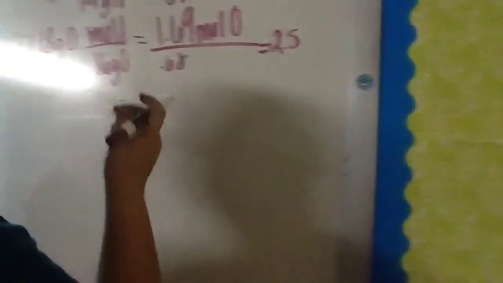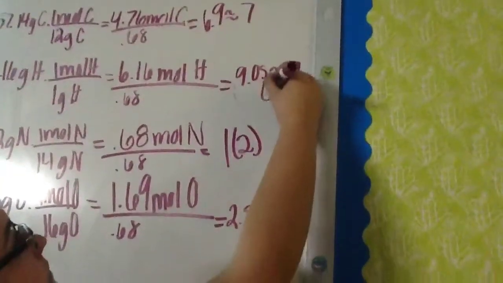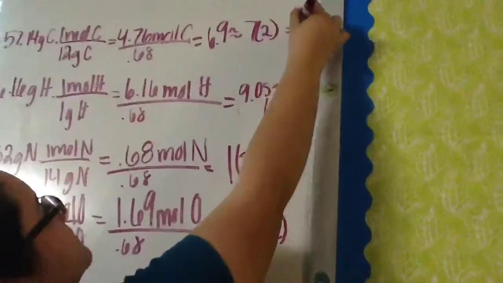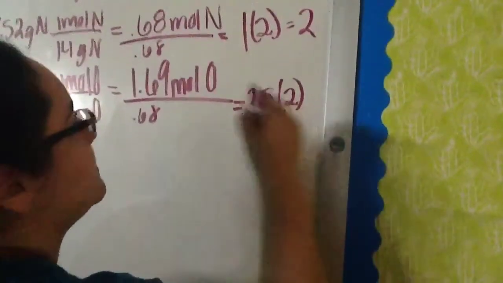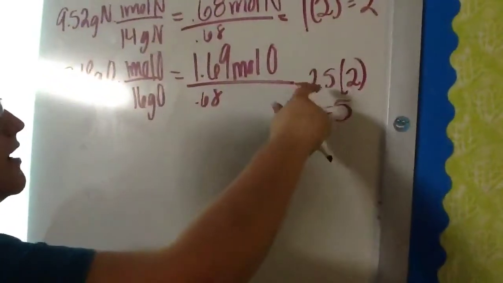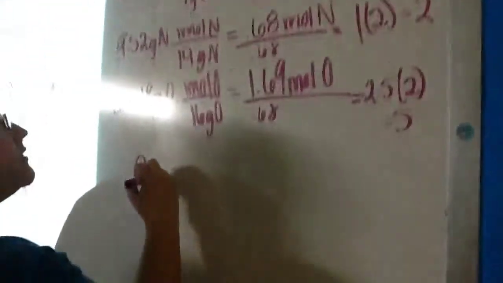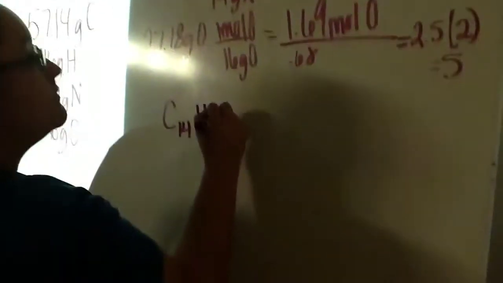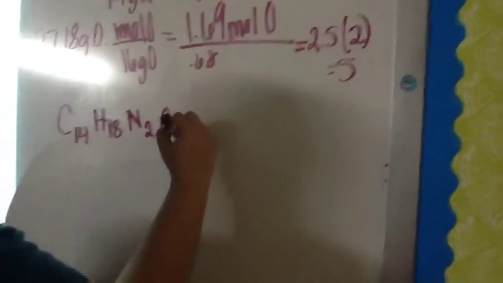And since we can't really round this because it is halfway through, you're going to have to multiply all of it by 2. This is 14, this is 18, this is 2, and this is 5. So because you can't round anything that's this close, you're going to have to multiply everything by 2 to get a whole number. So now we have carbon, which has 14, hydrogen, which has 18, nitrogen, which has 2, and oxygen, which has 5.